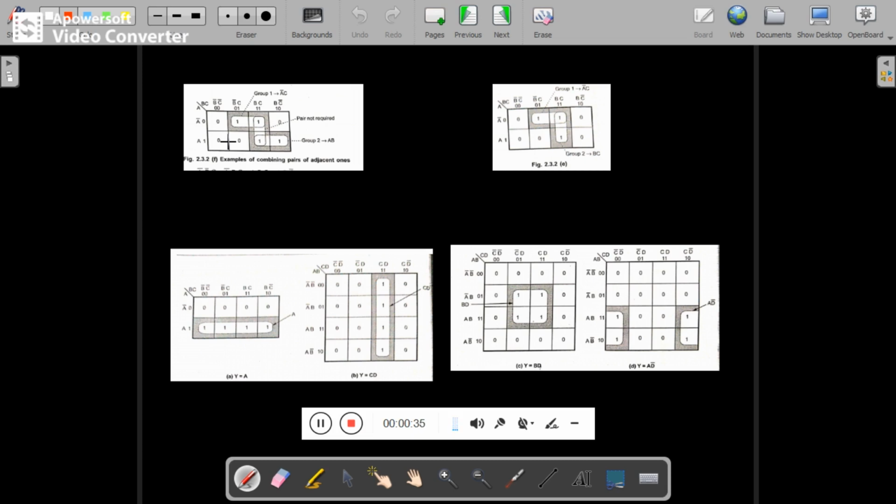In K-map, you have 2 variable K-map, 3 variable K-map, and 4 variable K-map. So in K-map representation also we have seen the previous video. So today we'll see some of the problems and how to solve all those problems.